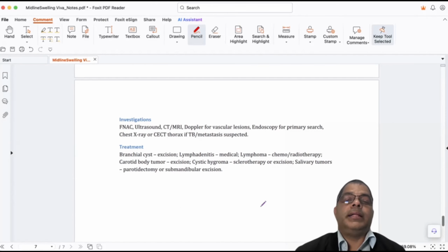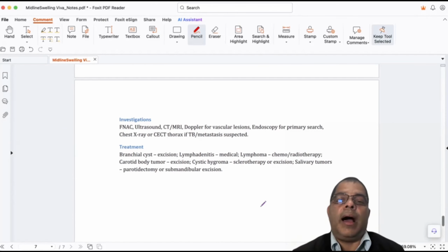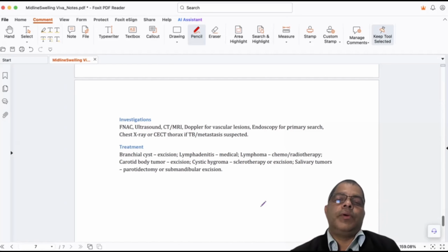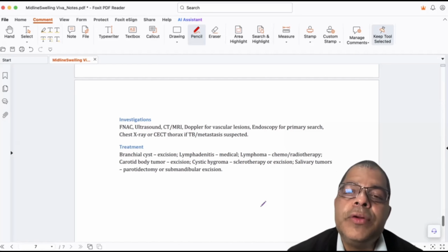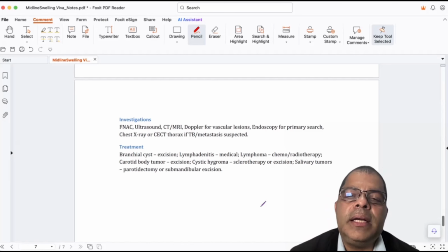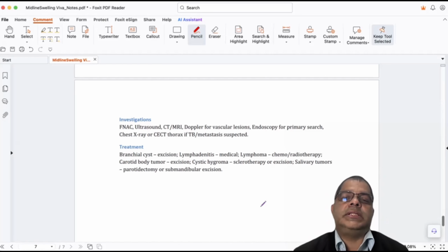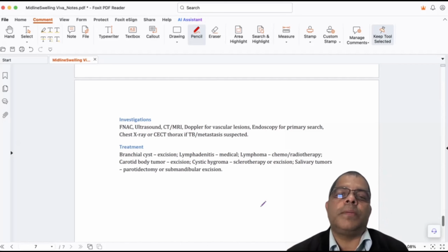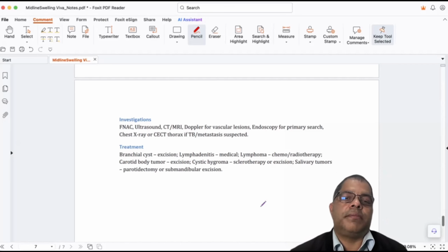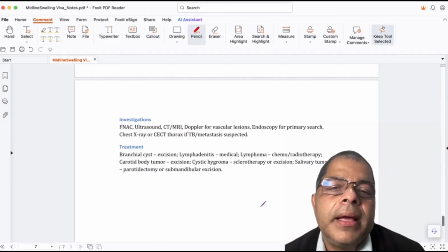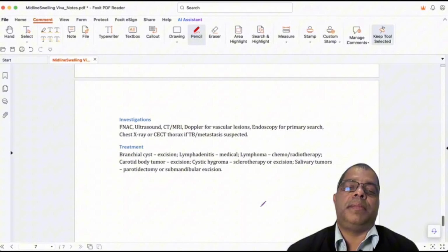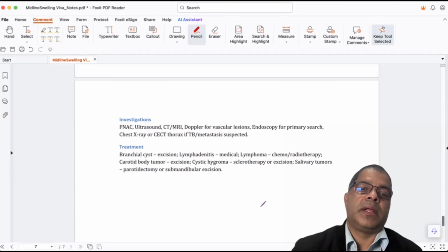Okay, if there is a cancer, we have to find out the primary. For the primary, we have to look with endoscopy. That is called pan endoscopy. Some examiners can ask about pan endoscopy. If you want to know about pan endoscopy, I will make a separate video or some graphic. Next is X-ray and CT. These are for TB or metastatic disease.